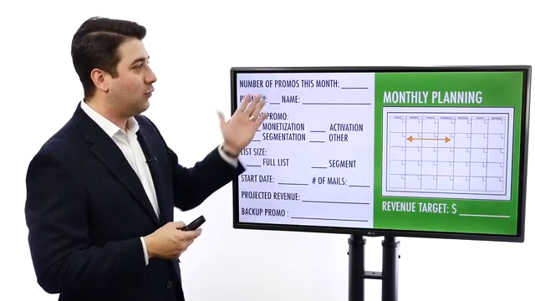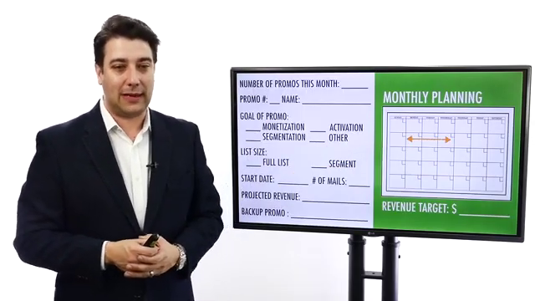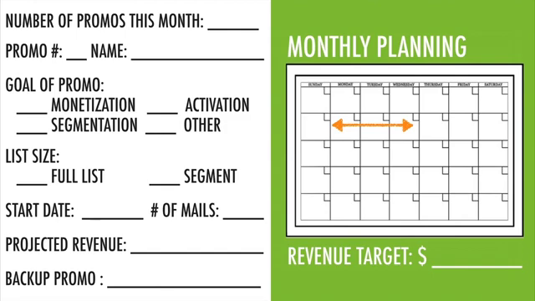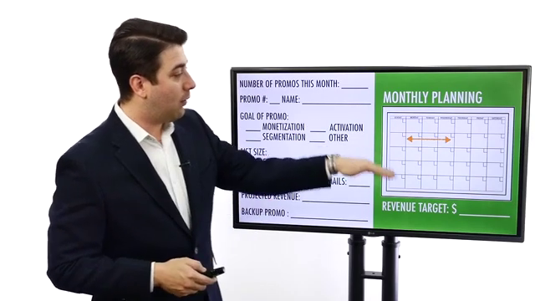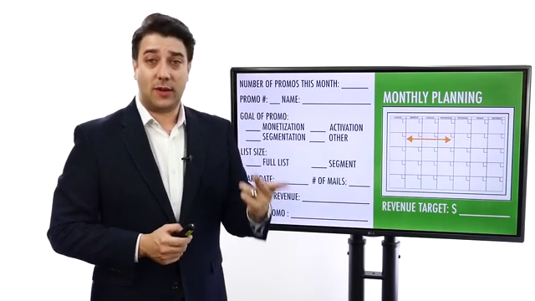So here's where we're going to break down the monthly planning. We're going to start with this simple worksheet. How many promos are you going to send this month? Not how many emails, how many promos, right? Are we going to send 4 promotions this month? Are we only going to send 2?